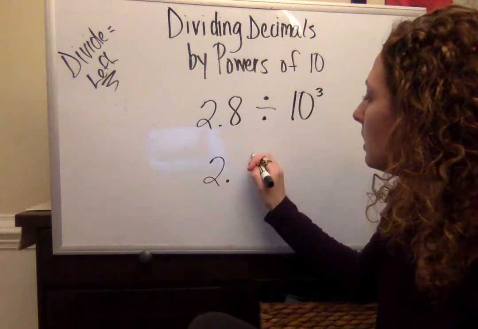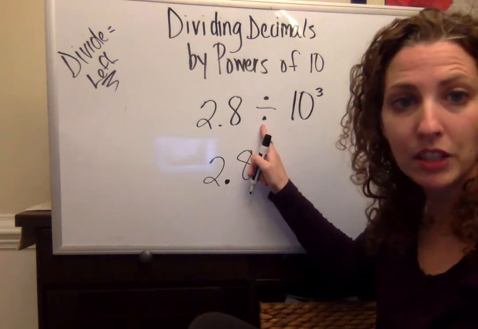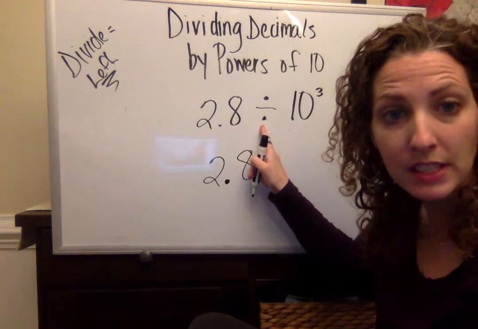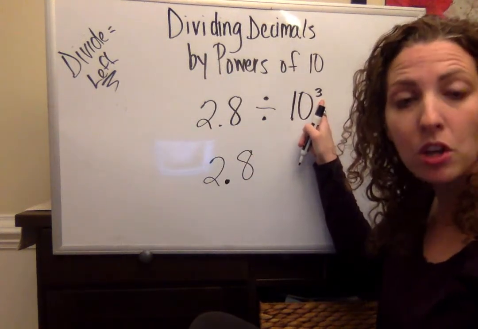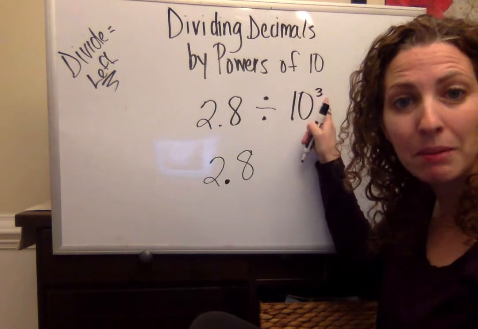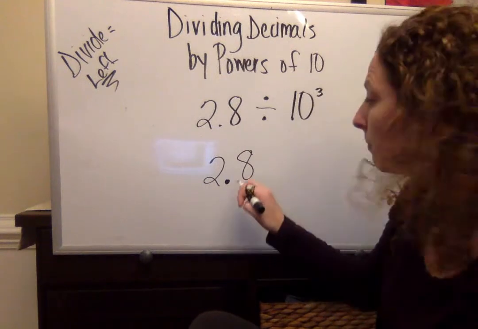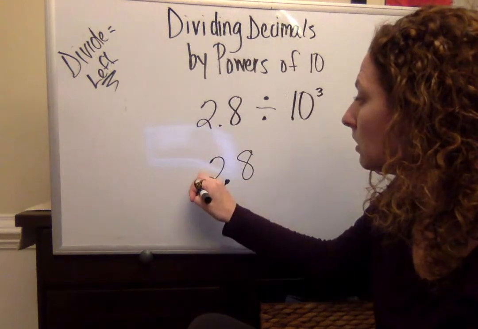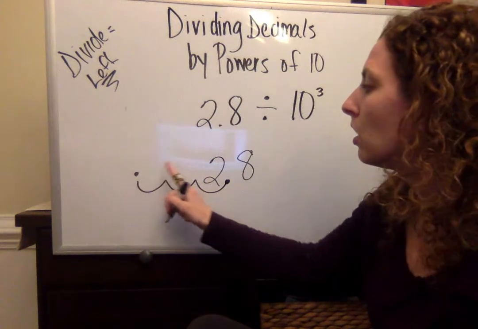We're going to rewrite this, 2.8. I'm looking at my sign, it's division, which tells me I move to the left. And now I'm going to look at my exponent, which is 3. So this tells me I'm moving over 3 places to the left. Are you ready? Watch me. 1, 2, 3. Put your little decimal there.